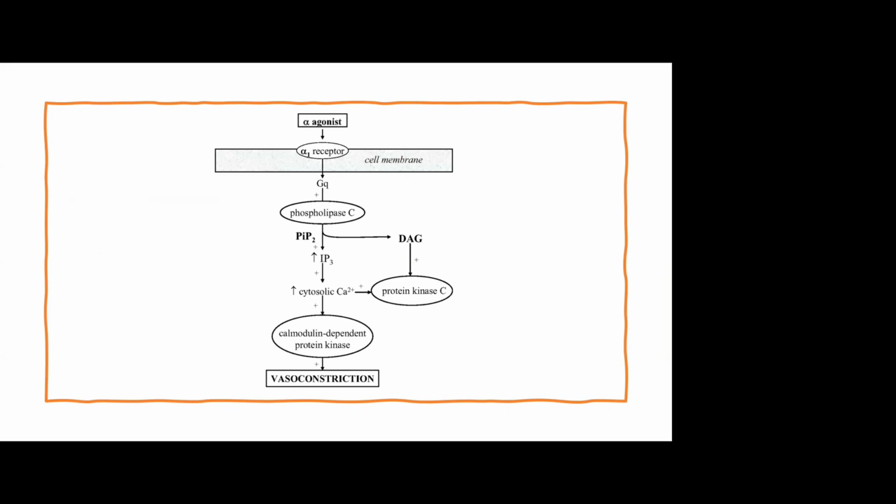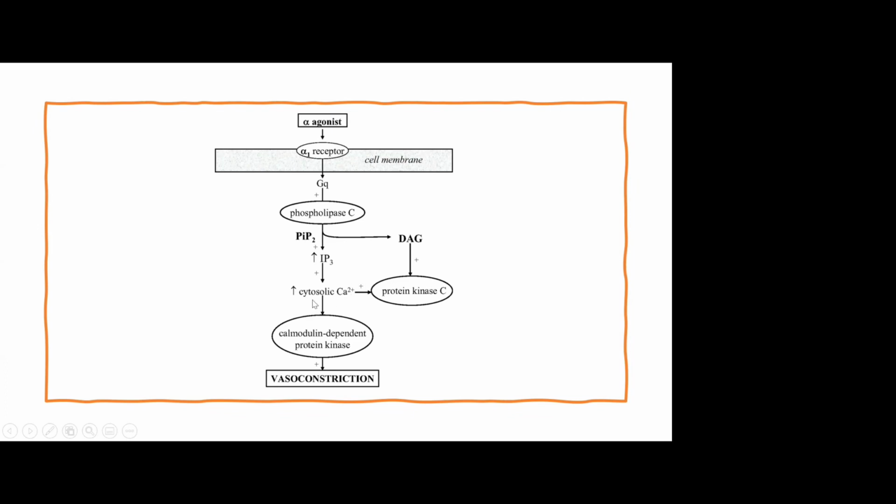Let's look at the alpha agonist, like noradrenaline. You can consider the cell membrane as the cell membrane of a smooth muscle cell. When noradrenaline binds to the alpha receptor, it results in activation of the Gq protein. This Gq protein further activates the phospholipase C enzyme, which is bound to the membrane, which in turn results in release of two secondary messengers, inositol triphosphate and diacylglycerol.